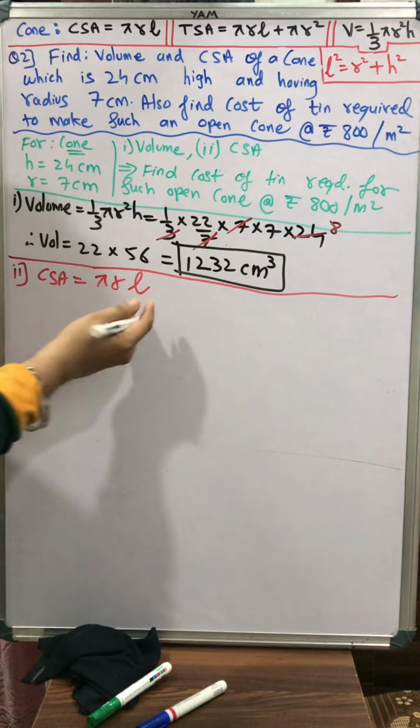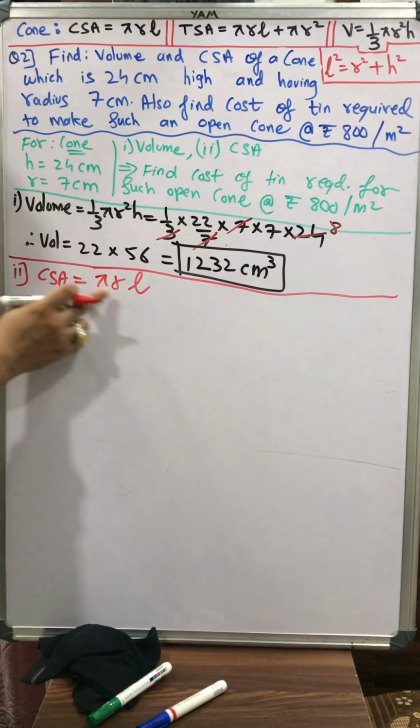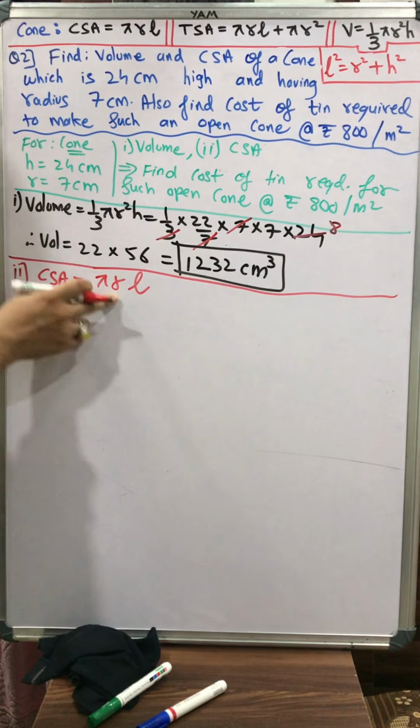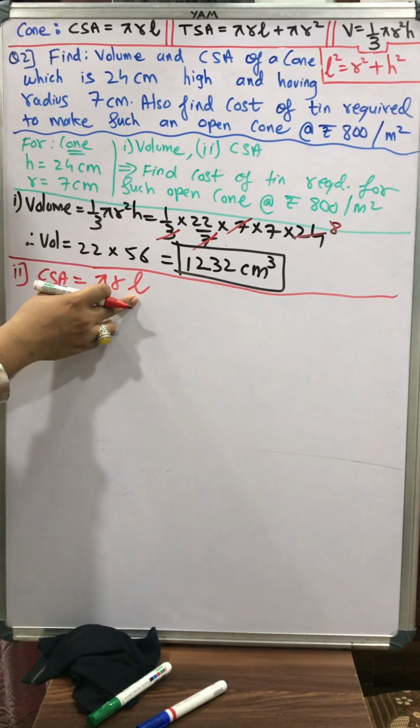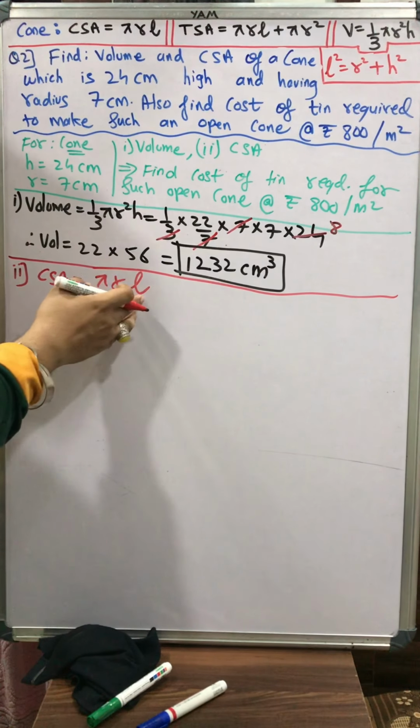The moment I wrote the formula, I realized that here I require three things. Pi is 22 upon 7. R, the radius, is 7 centimeter. And L is the slant height or lateral height. Is it given to you? No. We don't know. Okay, no issues. Just chill out. So first I will be finding out the value of L.